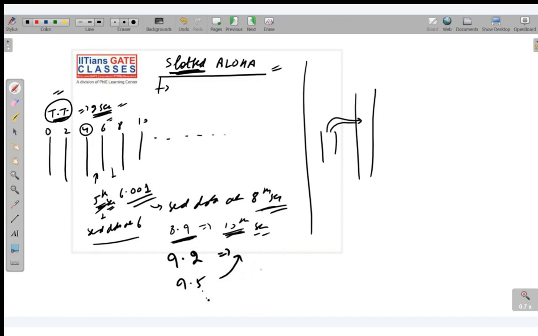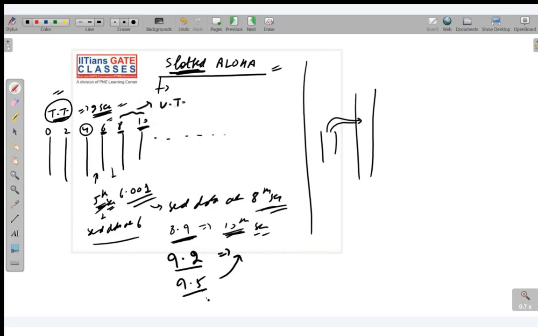Now I will tell you what is the vulnerable time. Vulnerable time means the range of time in which collision can take place. So we are talking about 8 to 10. If somebody tries to send at 8.9, 9.2, 9.5, everybody will send at 10. So the range is from 8 to 10. That is the vulnerable time.